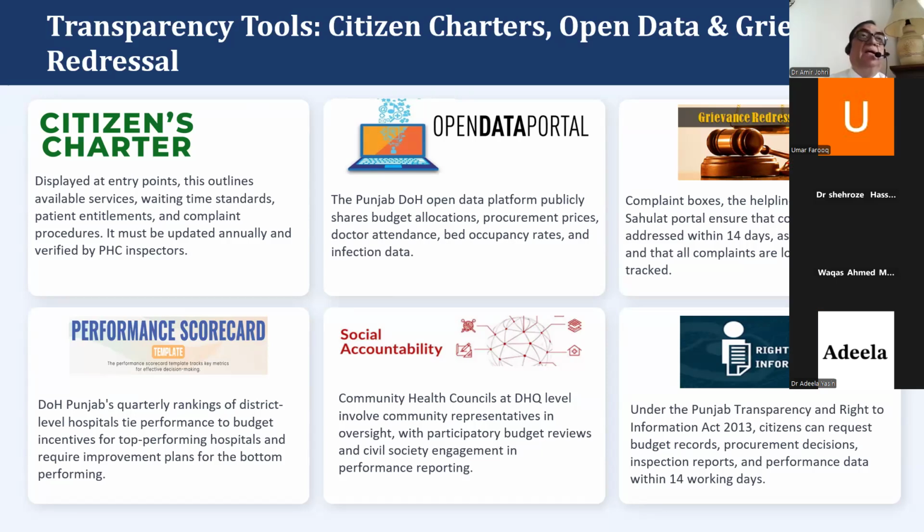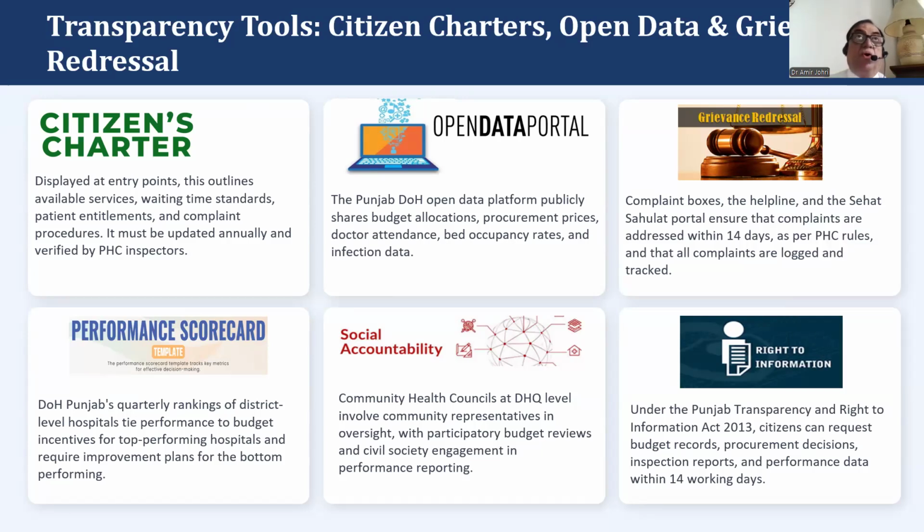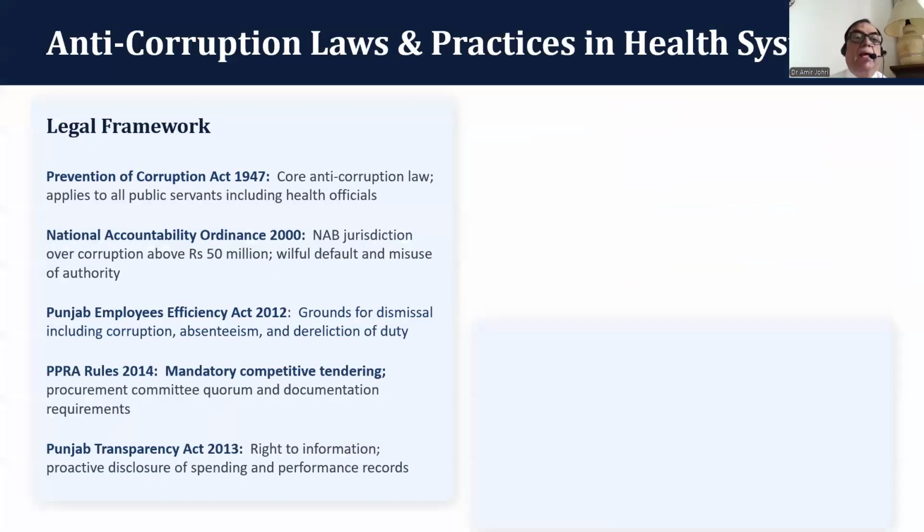Lastly, we have the right to information under the Transparency Act of Punjab of 2013. Every citizen has a right to all kinds of budget records, procurement decisions, inspection reports, and so on. They say 14 days. Maybe it is correct. I'm really not sure from where I got the source. It was written there, and I did speak to a few people on this. So, right to information is there. So, if you see all these transparency rules or tools, if you use them, at the end of the day, you will not be asked anything because you have done everything in a very transparent way, and you are all well. You are all good.